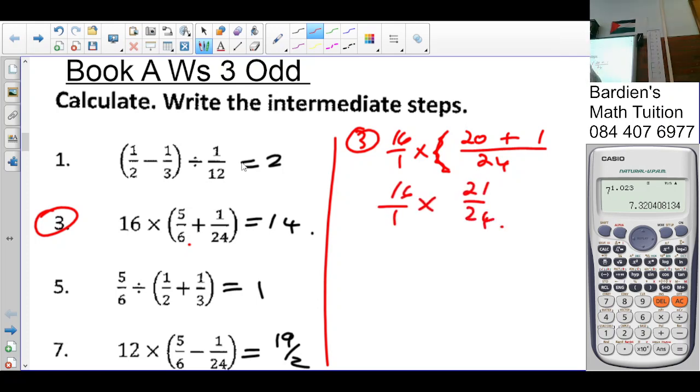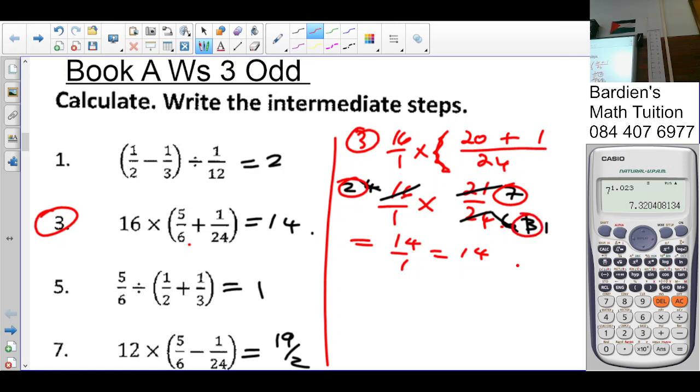Now what did you do? Simplify before you multiply. 4 goes into here 4 times. 4 goes into there 6 times. Then what did you do? Again, 2 goes into 4 twice. In here 3 times. 3 goes into 3 once. 3 goes into 21, 7 times. 7 times 7 is 14 over 1. Where did you go wrong? Okay, you didn't cancel this 3 out properly. That's your mistake. Right. Anybody had a problem with number 5?